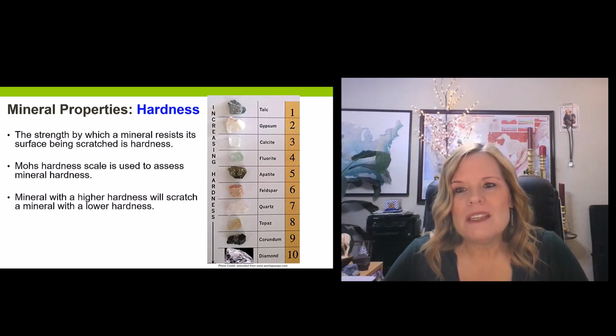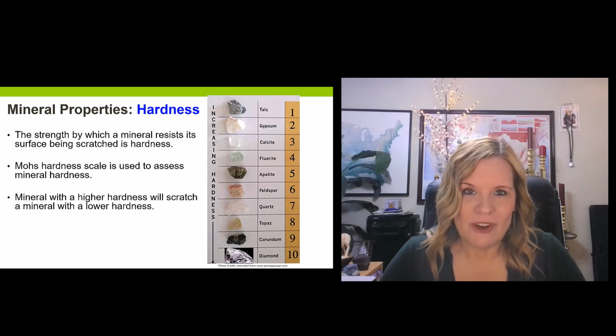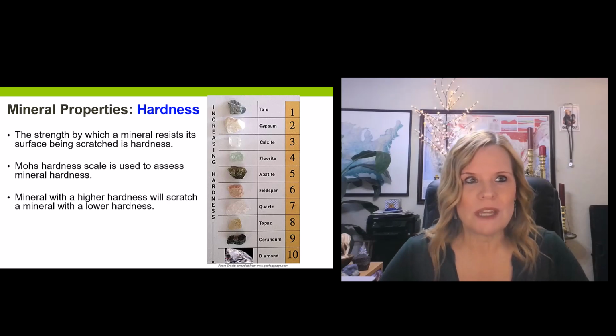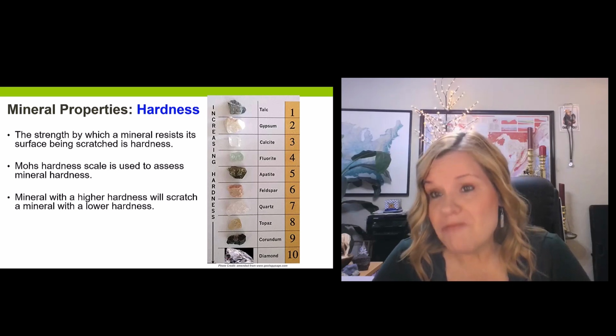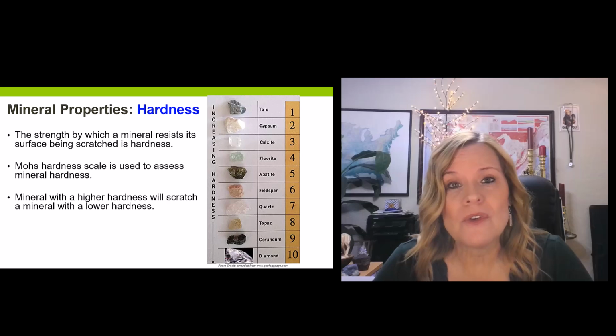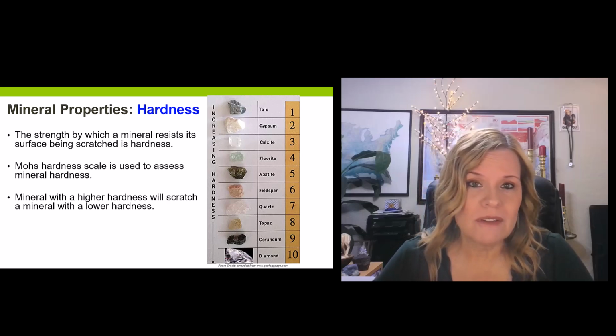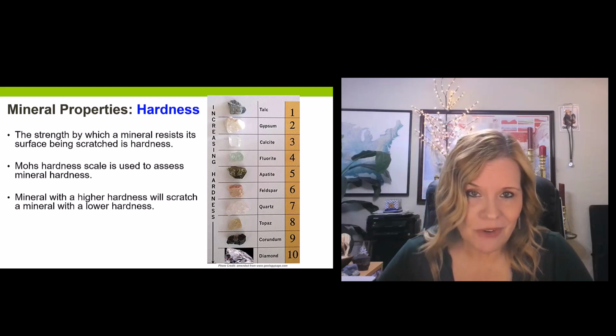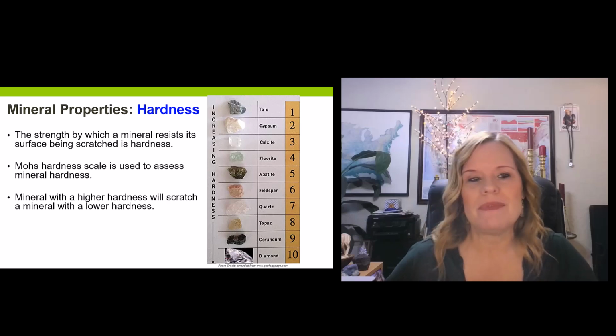So these 10 minerals that you see for hardness are 10 of our very common minerals. And you may think, oh, well, diamond's not very common. They're actually pretty common in terms of being raw materials on Earth. They just may not be diamond grade for jewelry grade type things.